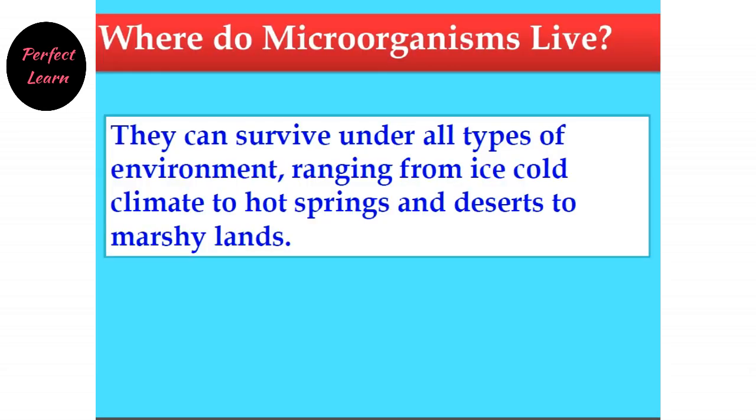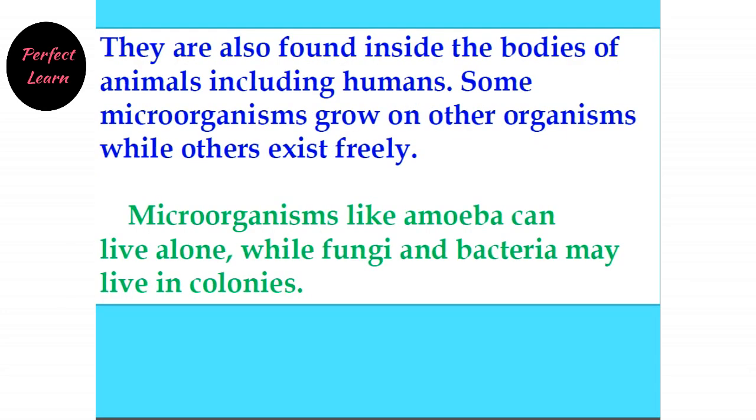Where do microorganisms live? They can survive under all types of environment, ranging from ice-cold climate to hot springs and deserts to marshy lands. They are also found inside the bodies of animals, including humans. Some microorganisms grow on other organisms, while others exist freely. Microorganisms like amoeba can live alone, while fungi and bacteria may live in colonies.